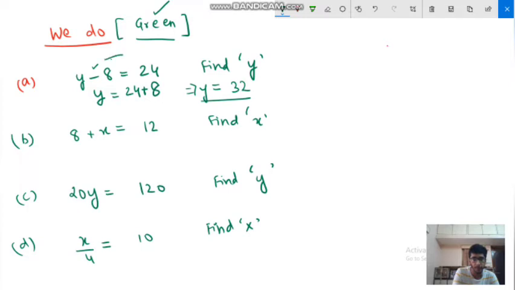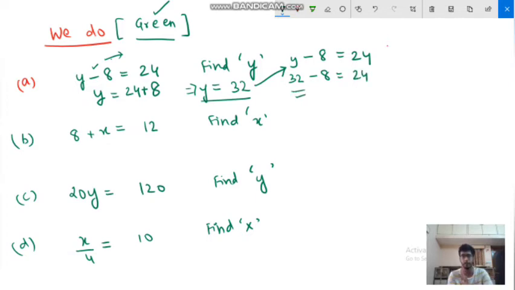Okay, if you take your original equation, that is y minus 8 equal to 24, and if you put the value of y as 32, then if you do 32 minus 8, you will get 24. It means we have found the right value of y. So you can always check your answer. Okay, the first step was to send 8 to another side. It was negative here, so it became positive, and then we found the answer.